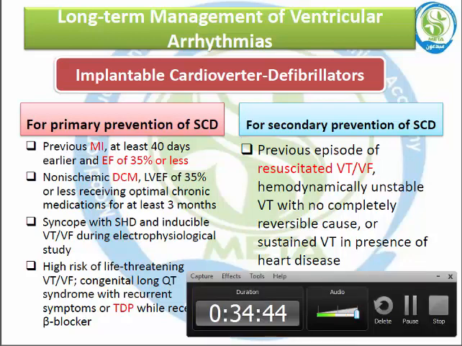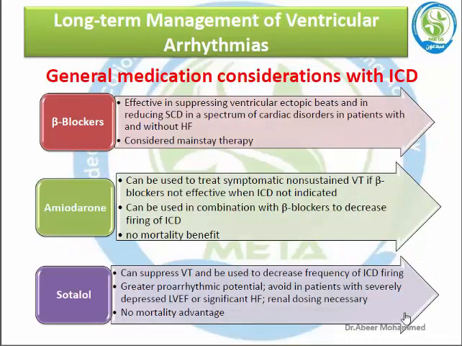These are the main uses of ICDs, either for primary or secondary prevention of sudden cardiac death. For long-term management of ventricular arrhythmias, beta blockers are the cornerstone. As we know, beta blockers have a mortality benefit in heart failure. That means beta blocker is considered a mainstay therapy to prevent ectopic heartbeats and to reduce sudden cardiac death in many cardiac disorders. Amiodarone can be used instead of or with beta blocker in patients with ICD to decrease the firing.